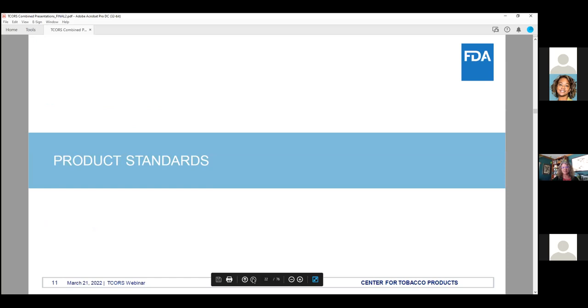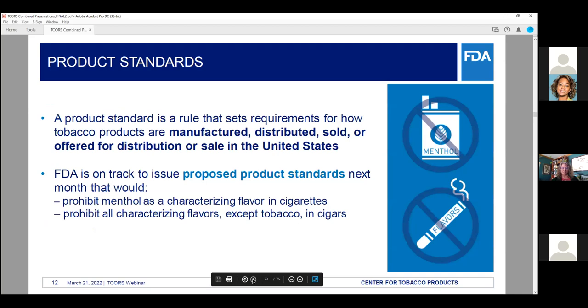Next slide, please. Our center director has often noted that this is one of the most powerful tools the Tobacco Control Act affords FDA. To set a product standard is really the ability to set a rule that sets requirements for how a tobacco product might be manufactured, distributed, sold, or offered for distribution or sale here in the United States.